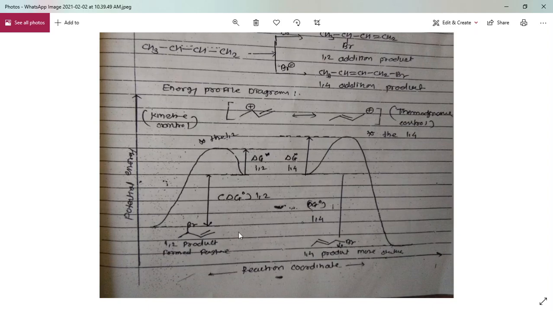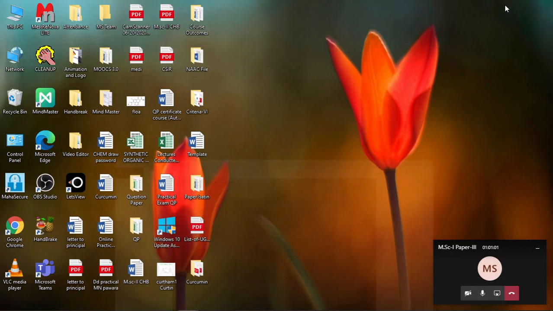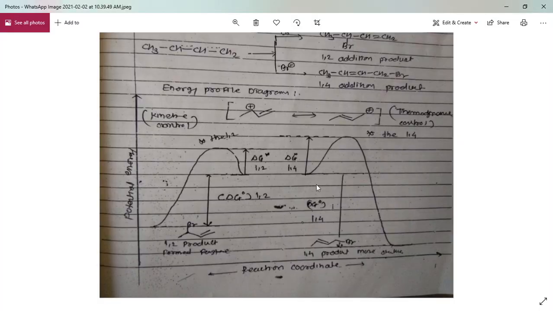It forms very fast, the reaction takes place very fast, and delta G is very small for this, so the reaction takes place very fast. The reaction is faster for kinetic control. It occurs at minus 80 degrees Celsius, while for thermodynamic control the reaction takes time, but the product is more stable, and you are getting the trans alkene as a product. So that's why you are getting the 1,4 addition product. So this is all about kinetic versus thermodynamic control of organic reaction.